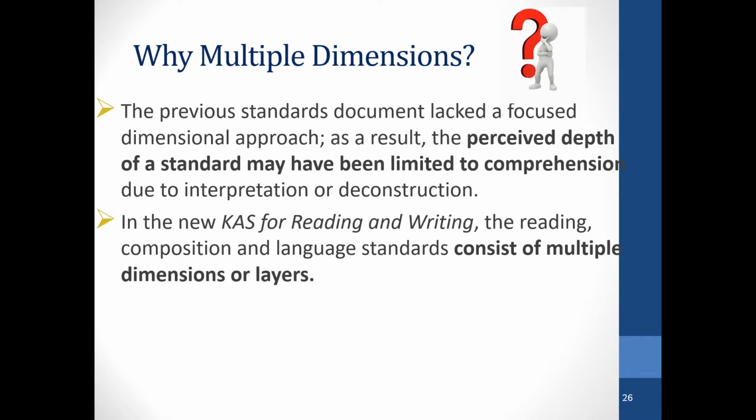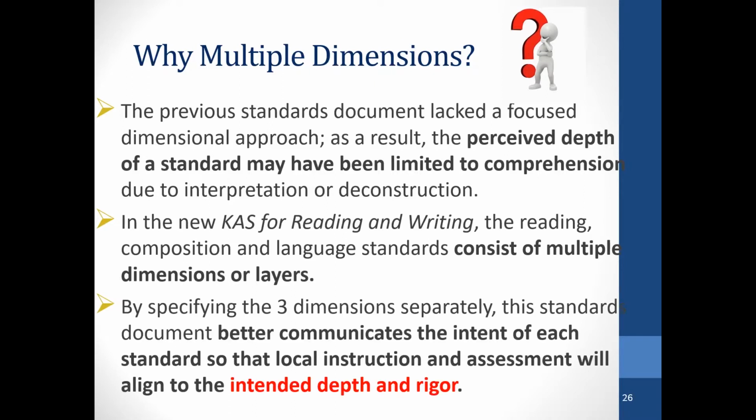And so in the new Kentucky Academic Standards for Reading and Writing, the reading, composition, and language standards have multiple dimensions or layers. And so we were very intentional in pulling those out and color coding them, because we wanted teachers to understand that in order to get to the intended depth and rigor, you have to look at those dimensions separately in order to help students be able to do them together at a deep, rigorous level. So it's an important concept, the multidimensionality.